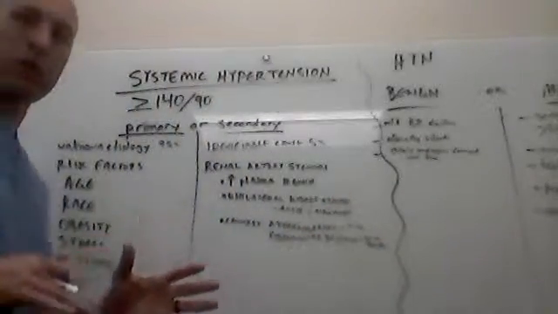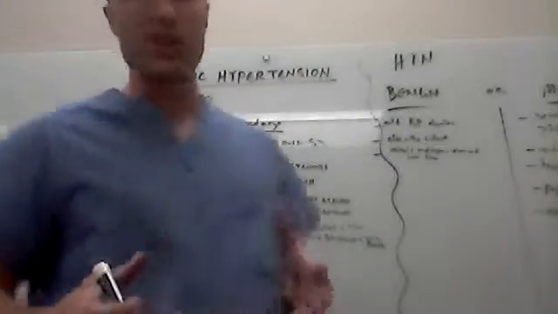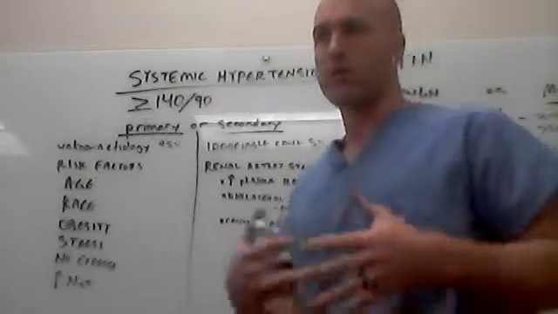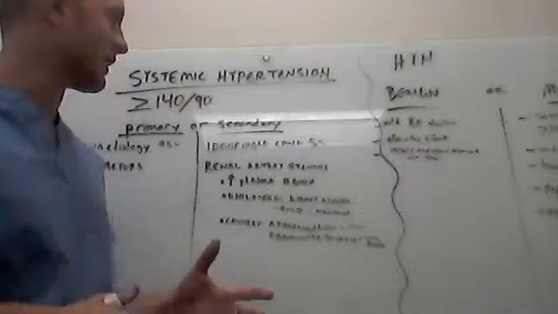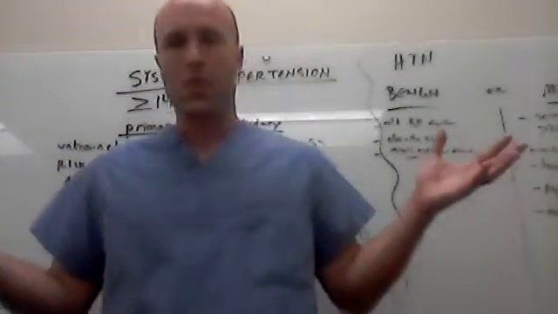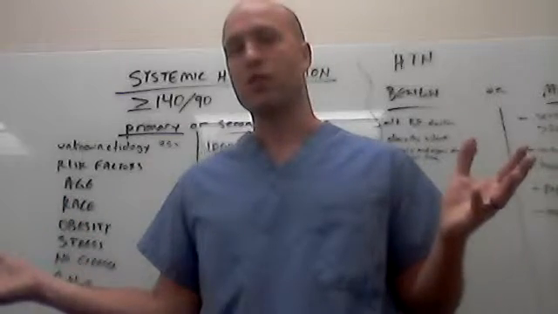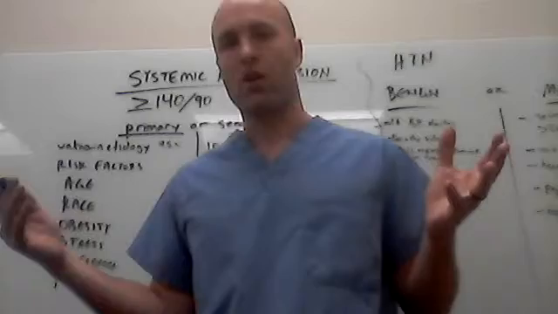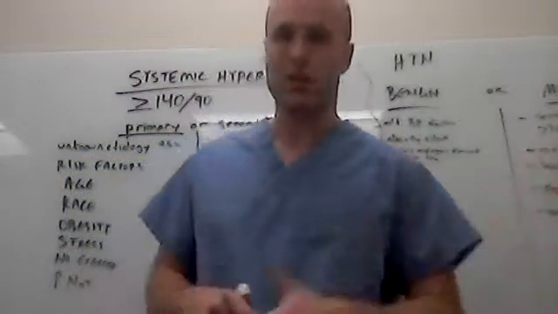So first of all, dividing between primary and secondary, basically what we're saying here is primary is that we don't really know exactly what the cause is, but we have found some risk factors. Whereas secondary is saying, okay, we know what the cause is. Most cases of hypertension are primary hypertension. In fact, 95% of cases are primary hypertension. Only 5% are secondary hypertension.